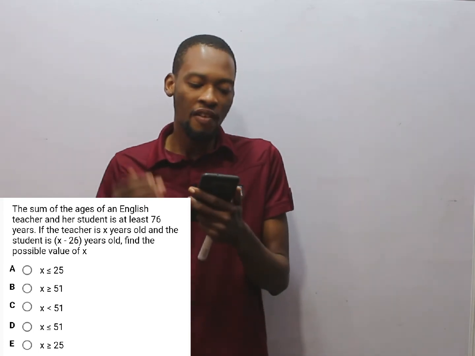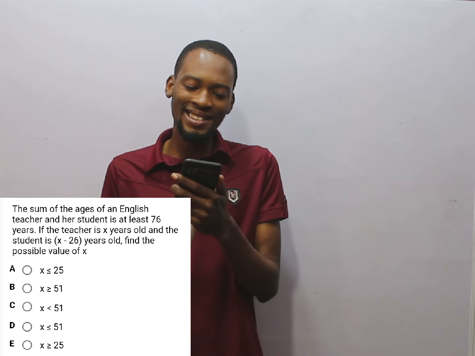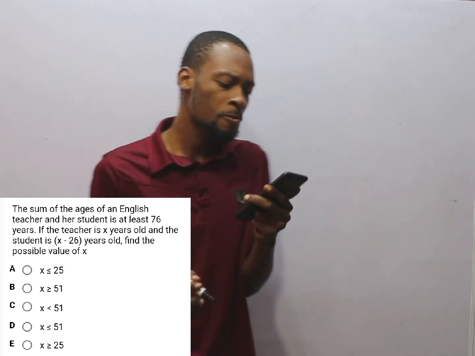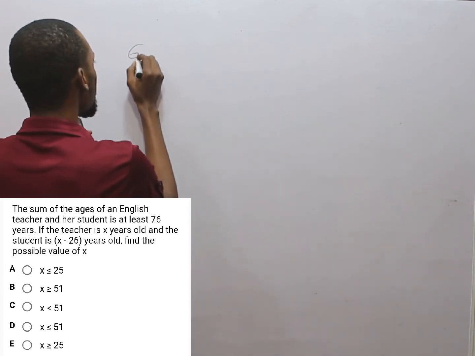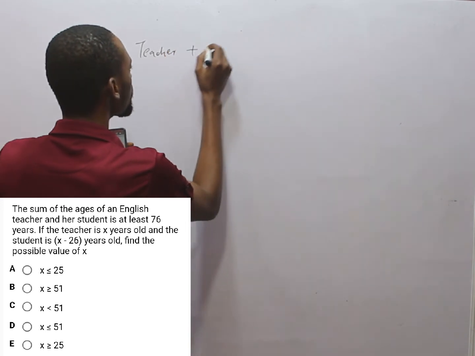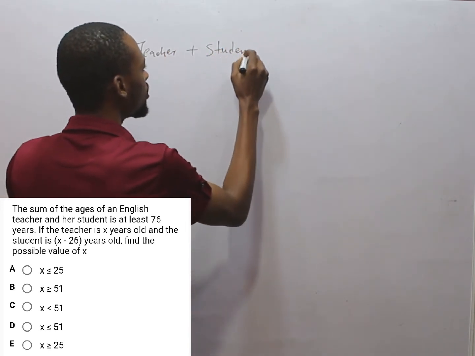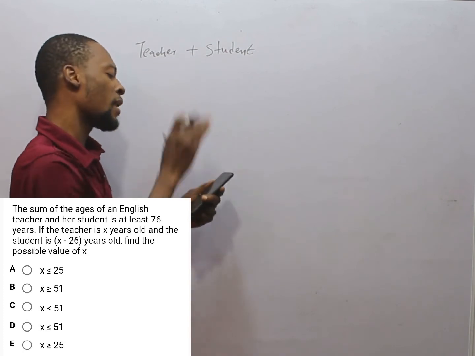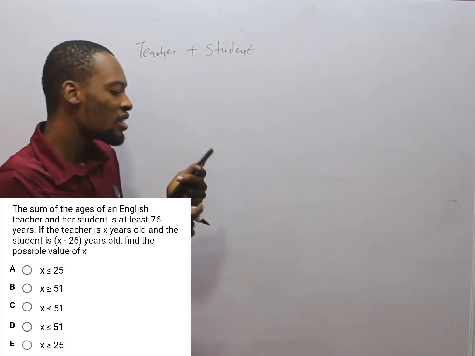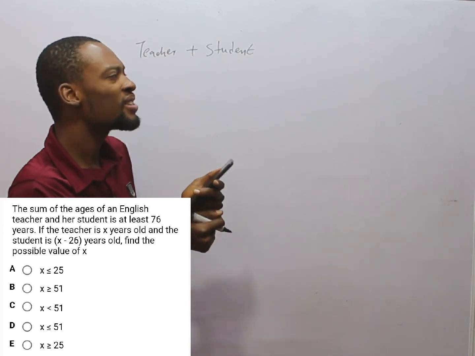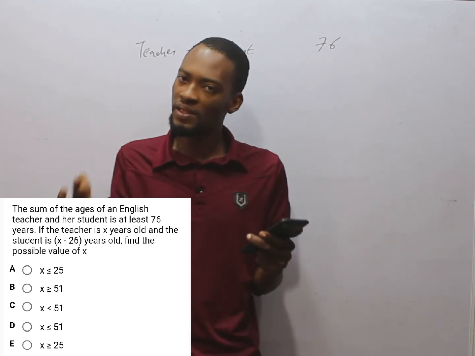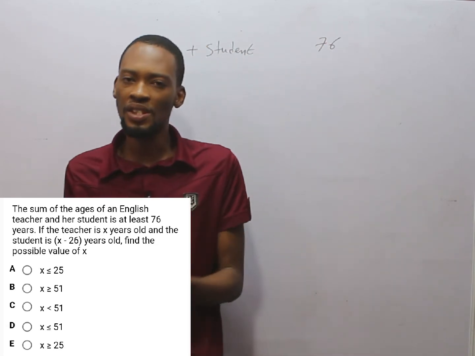It says the sum of the ages of an English teacher and her student is at least 76 years, which means English teacher, or teacher, plus student. So with this, we've answered the first part, which says the sum of the ages. It means we're adding the ages. Is at least 76. So the result is 76. They did not tell us that it is equal to 76. They said at least 76.